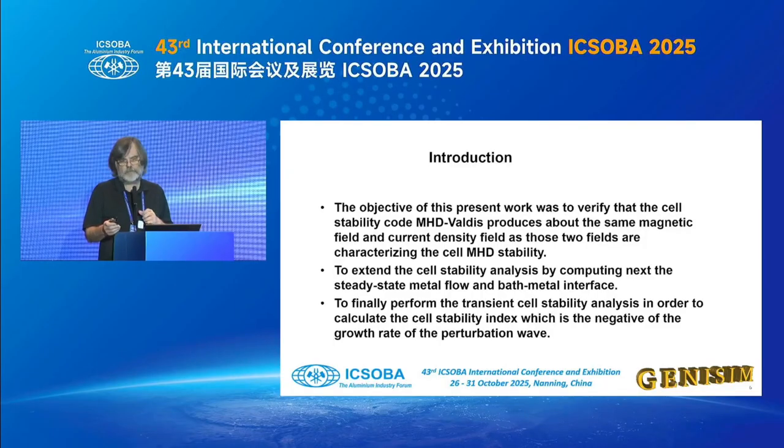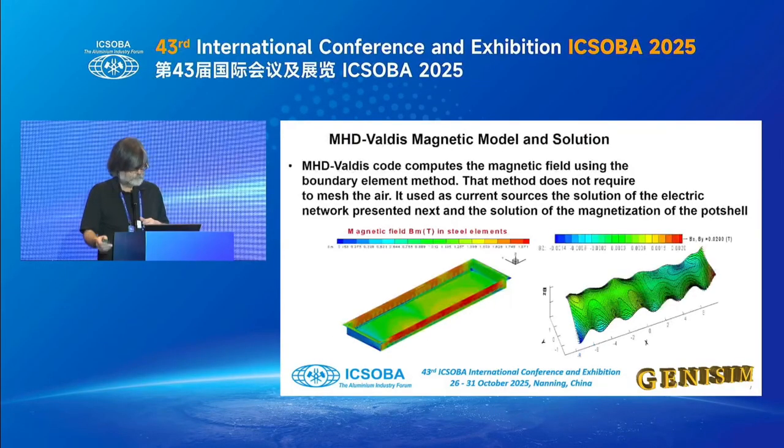So for MHD-Valdis, the main purpose is to analyze the stability, but the ingredients are the magnetic field and the current density. So they need to be computed. They must be computed accurately so that you get confidence that your stability analysis is relevant. So I will start with the magnetic field because it goes in the same order as the paper from SAMI. To compute the magnetic field, you need the source current, but I'm going to get them next when I compute the electric network. But I'm presenting the magnetic field first.